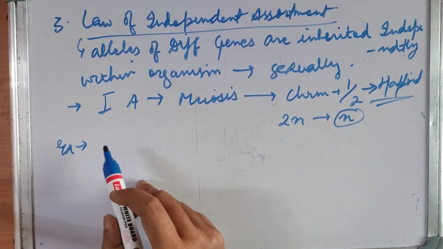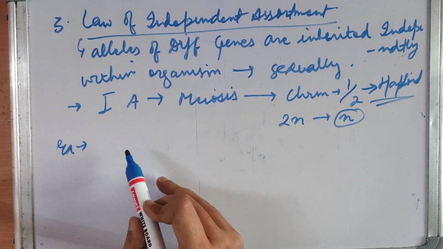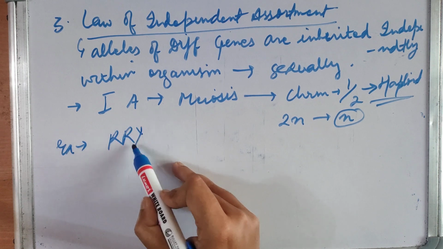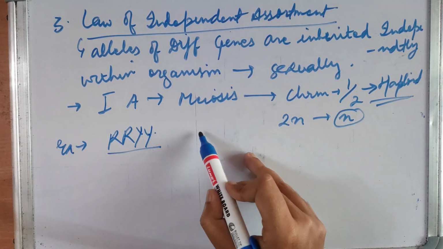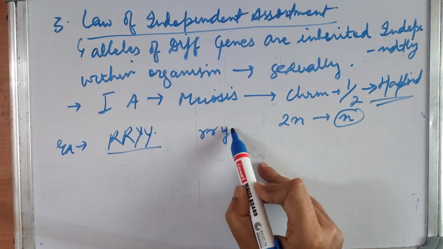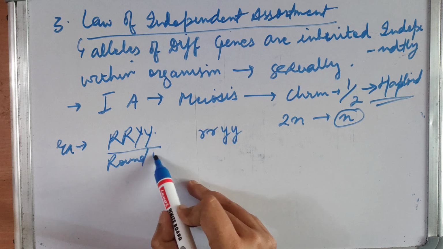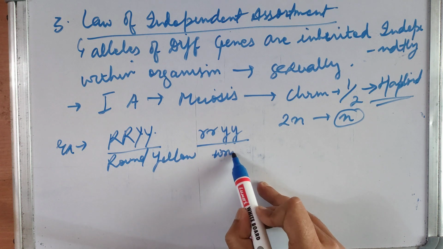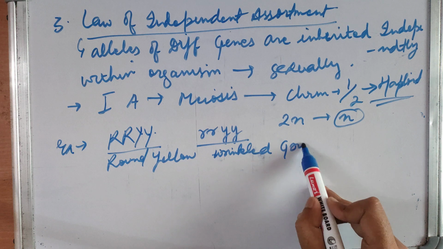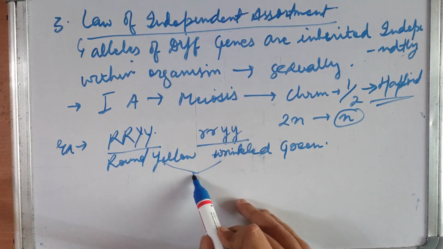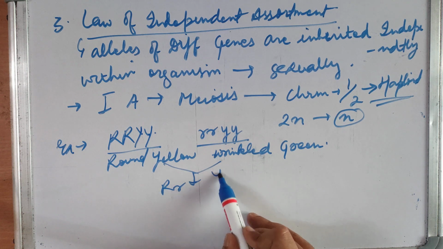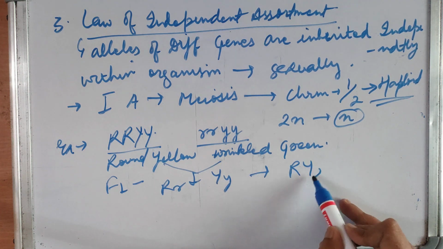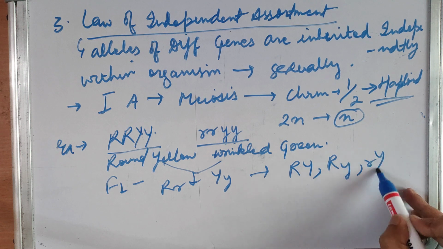For example, suppose there are two varieties. The first one is dominant, with round and yellow seeds, and the second variety is with wrinkled and green seeds. When we cross these, we get RrYy in the F1 generation. So the gametes here are RY, Ry, rY and ry.